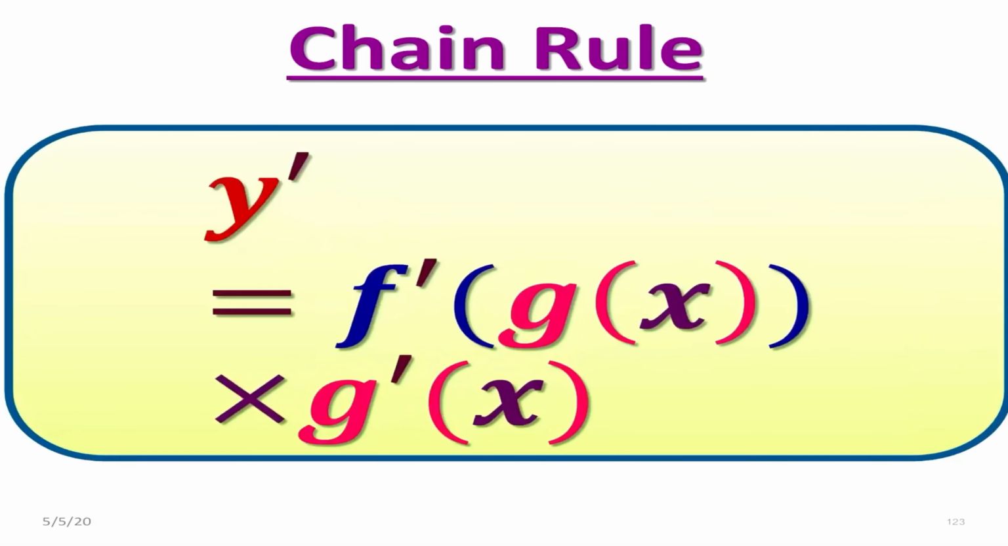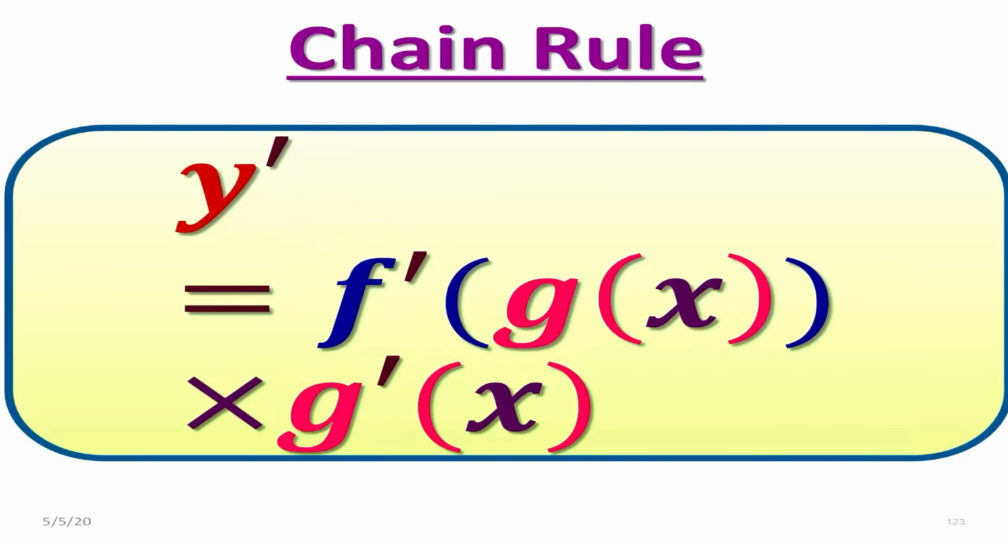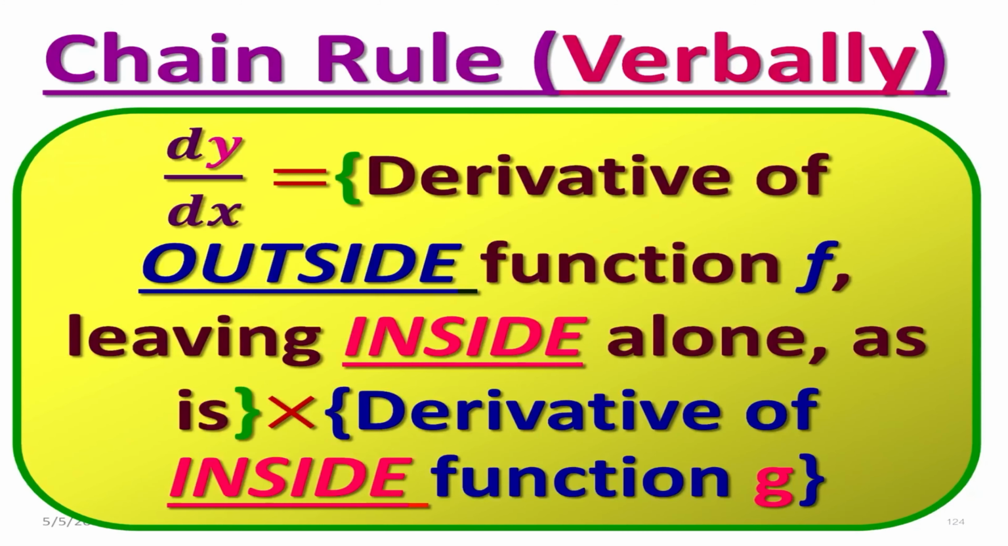Now, the chain rule says that in order to find the derivative of this composite function, the first thing to do is take the derivative of the outside function, f prime, leaving the inside function g of x alone, untouched, times the derivative of the inside function, g prime of x. So verbally, to find the derivative dy dx, we differentiate the outside function f, leaving the inside function as is, and multiply by the derivative of the inside function.